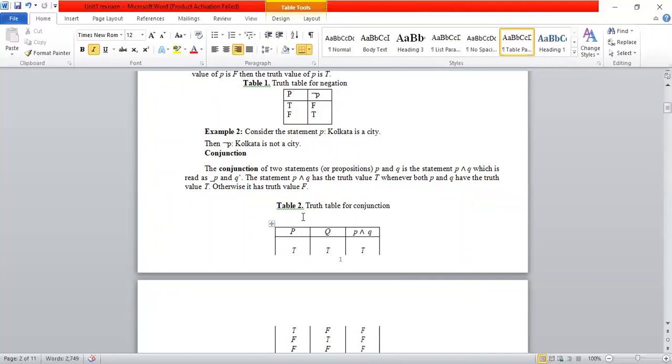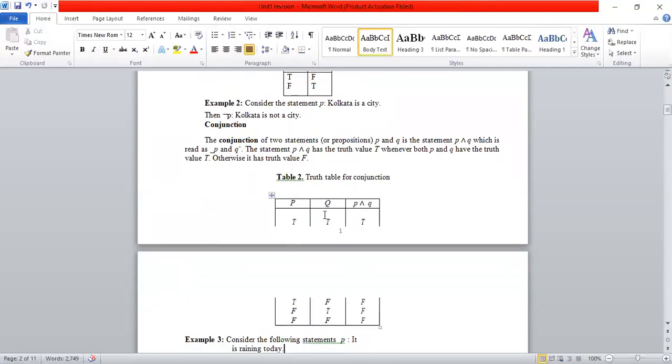The conjunction of these two statements is denoted by P ∧ Q, which is read as P and Q. The truth value of P and Q is T whenever both P and Q have the truth value T. Otherwise, it has truth value false.